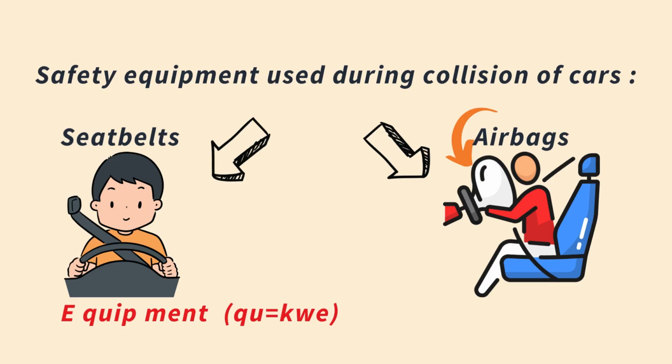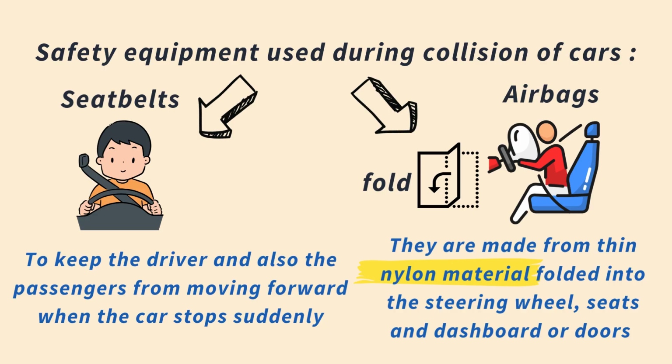What are seat belts? This is the belt that the driver and passengers must put on, okay? And this is why: to keep them from moving forward when the car stops suddenly. And the second piece of safety equipment is the airbags.